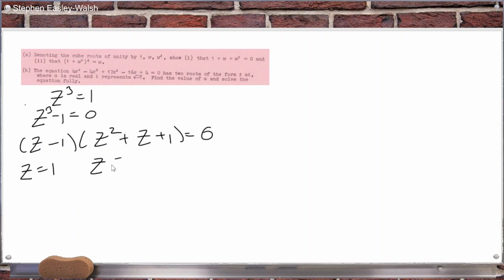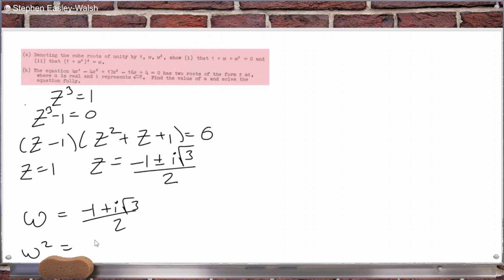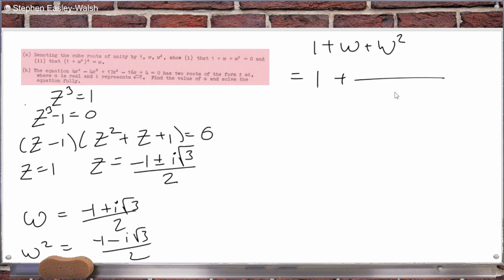And then this is z equals minus b plus or minus the square root of b squared minus 4ac, all over 2a. So omega is that guy. And then omega squared is the other imaginary root. And if you add the three roots together, you'll get 1 plus, and that's all over 2, and the i parts cancel. So it's 1 minus 2 over 2, which is equal to 0.